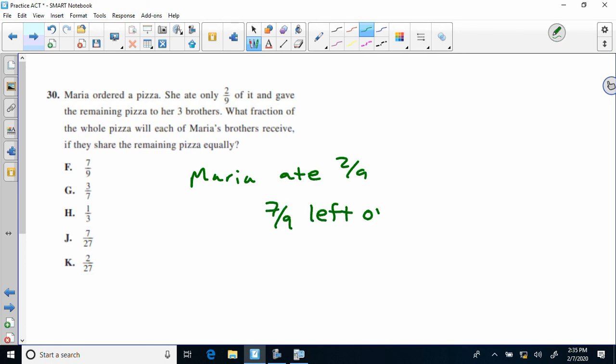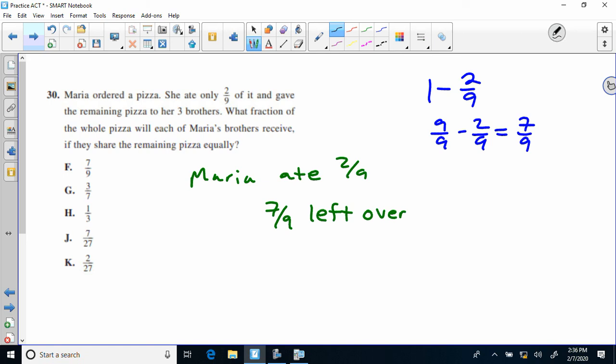If you did 1 minus 2/9, because they had 1 whole pizza and you took away your 2/9, I could write it up here for those who don't understand what you're doing. 1 whole pizza minus 2/9, get a common denominator, and you would get 7/9. And so 7/9 were left over, and she gave the remaining pizza to her 3 brothers. What fraction of the whole pizza will each of Maria's brothers receive if they share the remaining pizza equally?